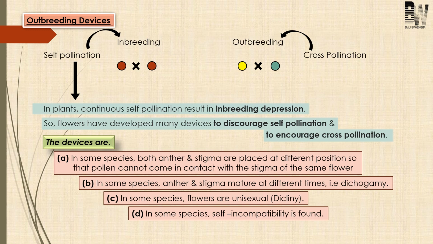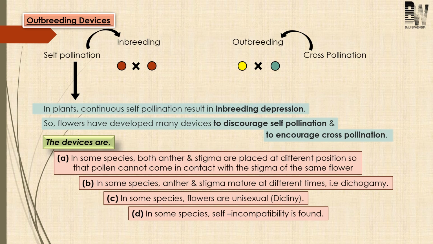But how? Okay, I will explain it. We know that during self-pollination, what happens? The pollen grain will land on the stigma of the same flower, okay, or different flower of the same plant. That means crossing will be performed between the same plant, okay. So self-pollination will lead to inbreeding. On the other side, in case of cross-pollination, the pollen grain from one plant will land on the stigma of another plant. That means the breeding is going to be performed between different plants. So cross-pollination will lead to outbreeding, okay.